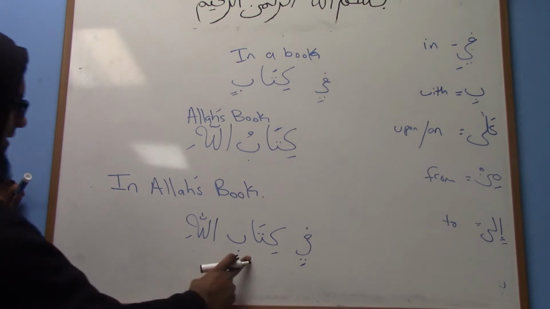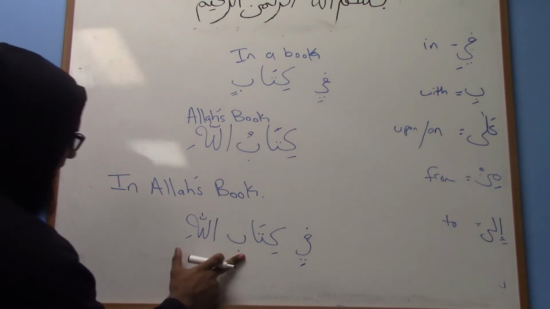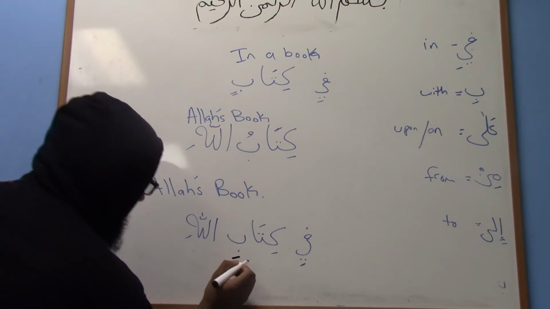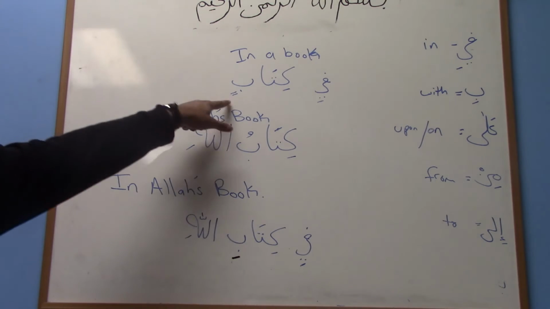Because you can't put 2, because it didn't have 2 from the start. There's no 2 at all, and it only changes to 1 kasra. The rule is that if you have a preposition, it would only change to 1 kasra.